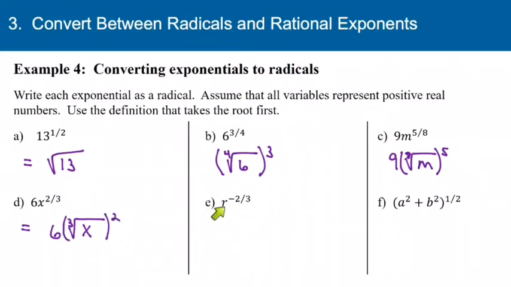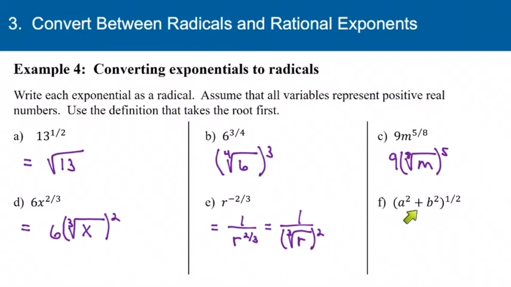On part E, we have r to the negative 2/3 power. So first we want to eliminate this negative exponent, so we will write 1 over r to the 2/3 power, and then we will put the third root of r, and we'll square that whole denominator.